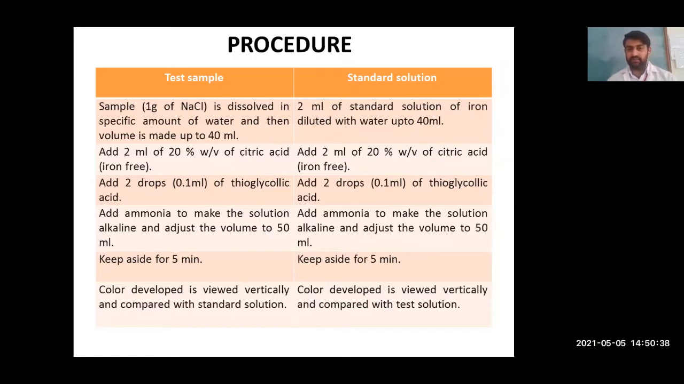Then for the preparation of the standard solution, take 2 ml of standard iron solution, which we have prepared earlier, and dilute it up to 40 ml with water. Add 2 ml of 20% weight by volume citric acid solution, that should be iron free. Add 2 drops of thioglycolic acid and make the solution just alkaline to the litmus using ammonia, and adjust the volume up to 50 ml. Keep this solution aside for 5 minutes.